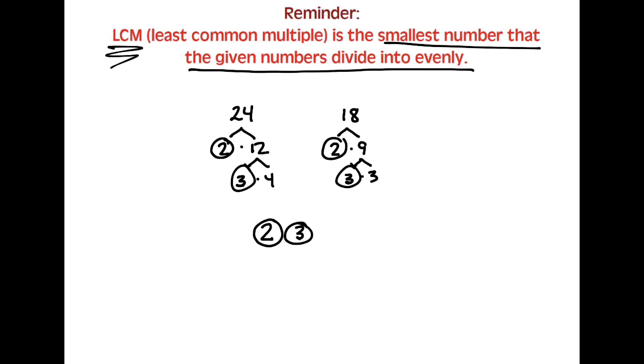But now they also have a 4 on this side and a 3 on this side that I'm going to multiply by after I find my common ones. Multiply all of this up, and that is your common denominator. So the circled numbers, 2 times 3 is 6. The non-circled numbers, 3 times 4 is 12. 6 times 12 is 72. So that's your least common multiple of those two numbers. That's the reminder of how to find it.